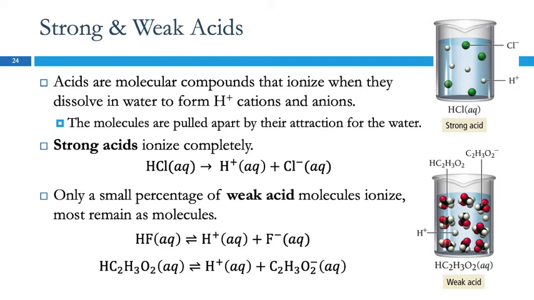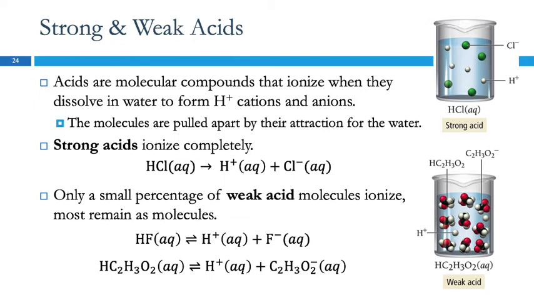There are strong acids and weak acids. So a strong acid is one that ionizes completely. So something like hydrochloric acid, when you dissolve that in water, all of those molecules break apart. They ionize, they form hydrogen ions and chloride ions. In this picture, all we see are the individual ions. There's no intact molecules anymore. That's a strong acid.